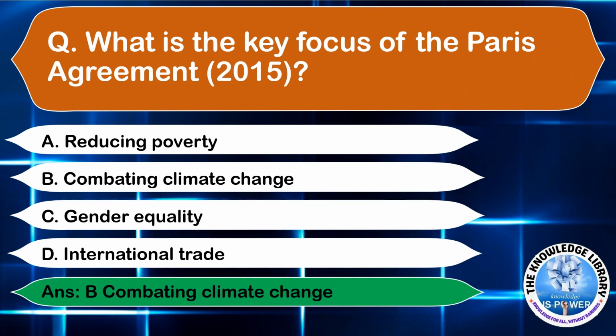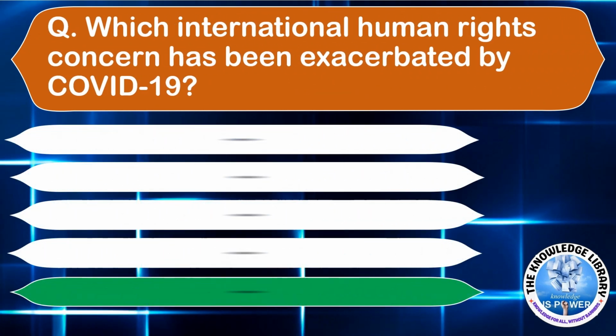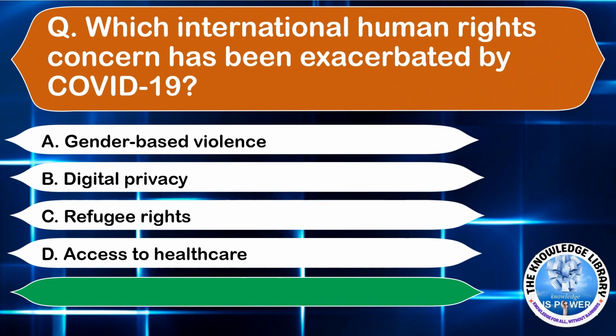Next question is, which international human rights concern has been exacerbated by COVID-19? Option A, gender-based violence. Option B, digital piracy. Option C, refugee rights. Option D, access to healthcare. Answer is option D, access to healthcare.